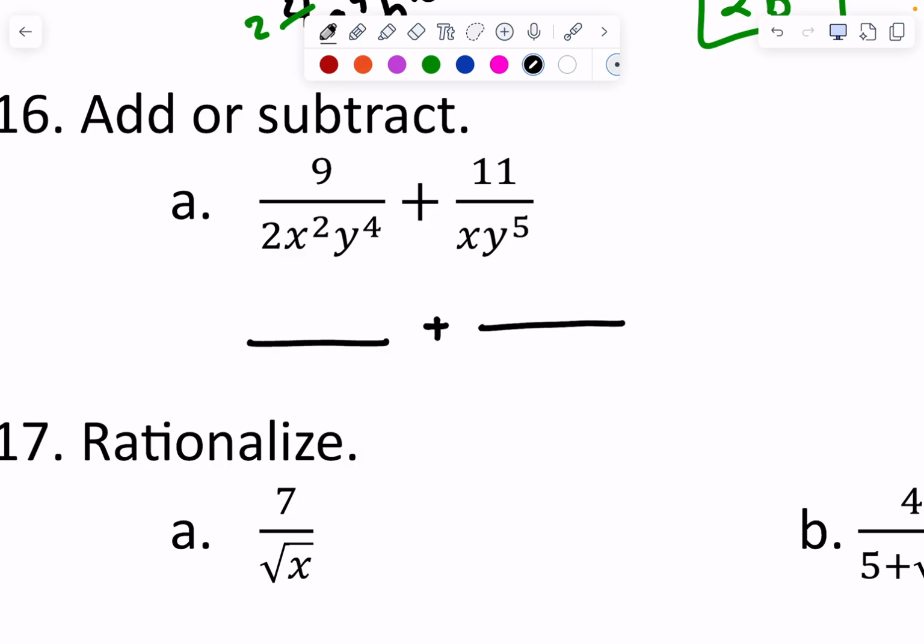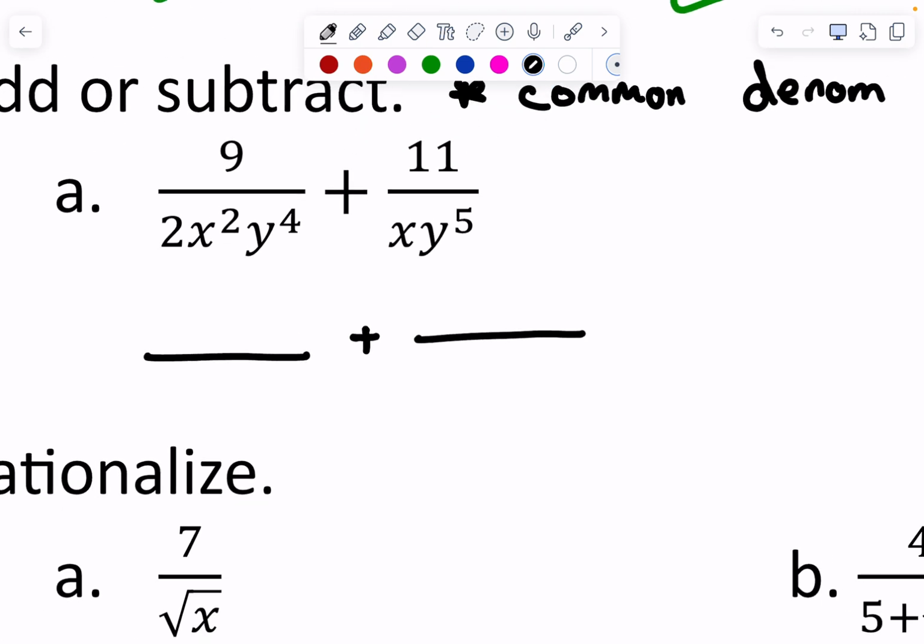Okay, 16, add or subtract. What's the rule when adding or subtracting? The bottoms have to be the same. Common denominator, right? Okay, what's my common denominator going to be out of these two?